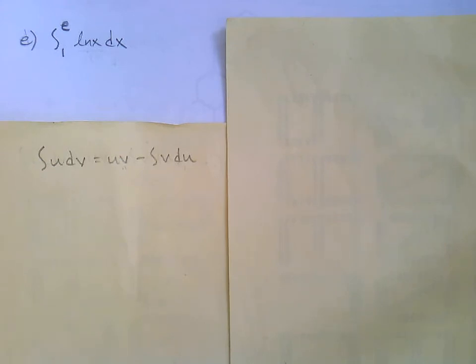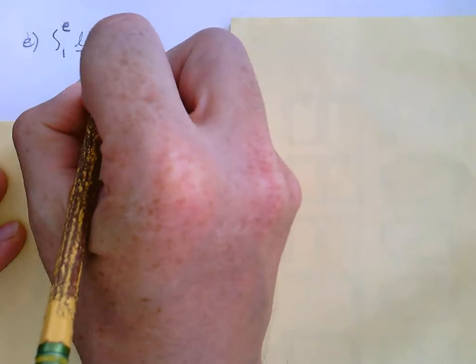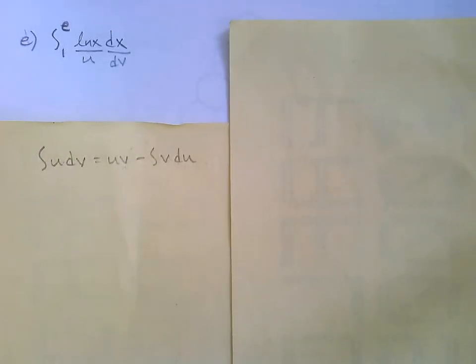What's u and what's dv? Well, if there's only the one term, then that's u, and dv is simply the dx. And that's how it's got to work. That's the only way that this could work as an integration by parts. U is natural log x, and dv is simply dx. Okay, well, let's see how that plays out.